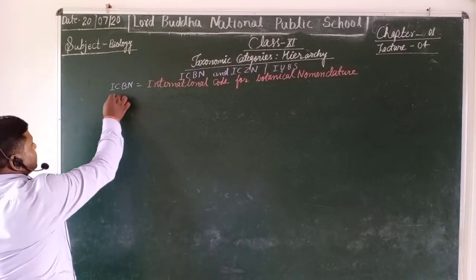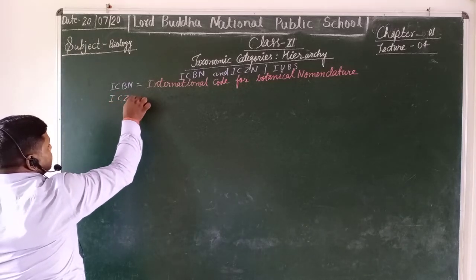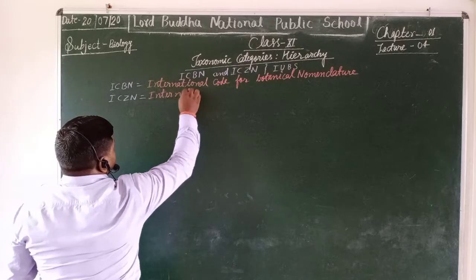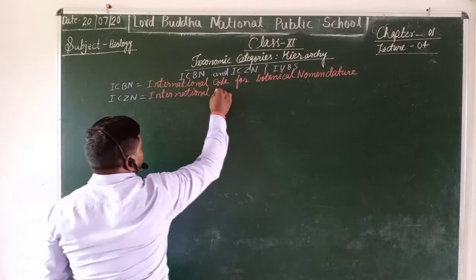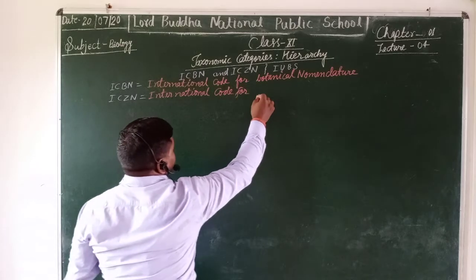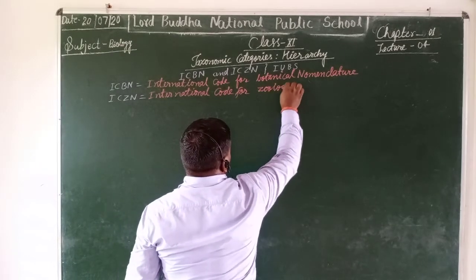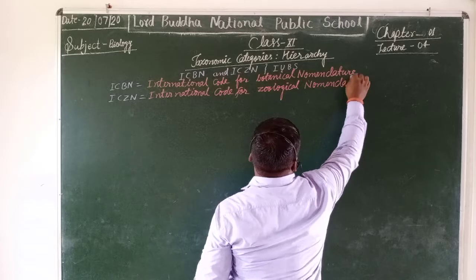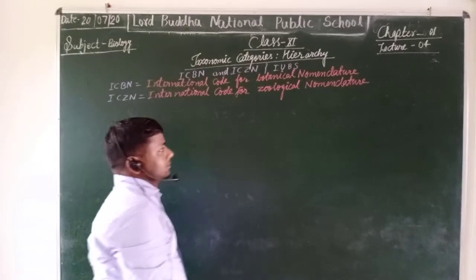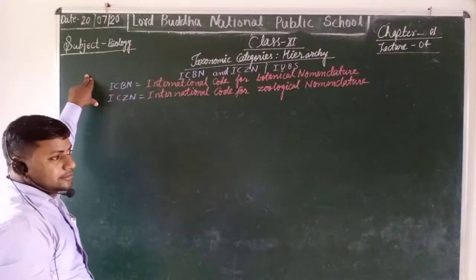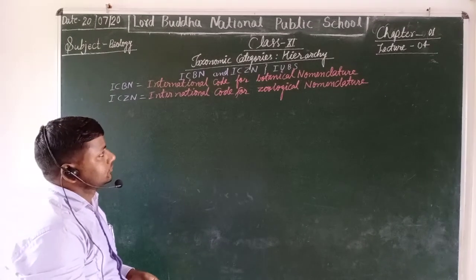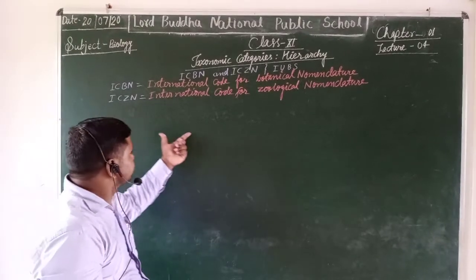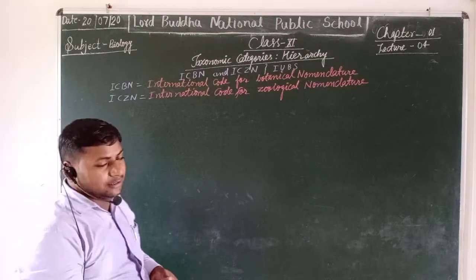Likewise, the abbreviation ICZN stands for International Code for Zoological Nomenclature. These both committees are working under the IUDS. IUDS is the head committee of ICBN and ICZN.